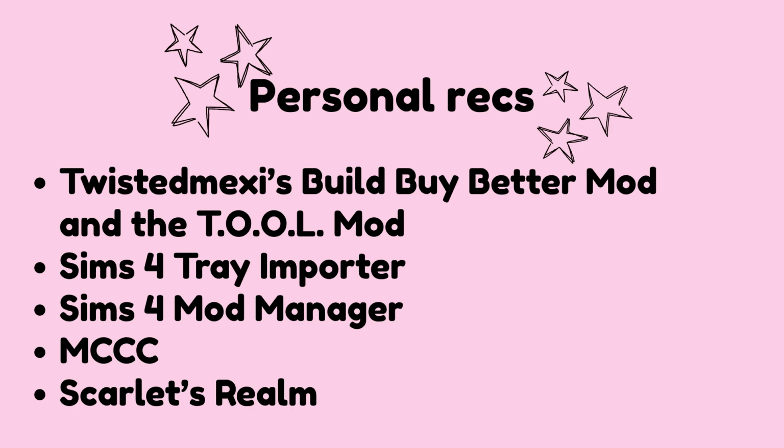The Tool Mod allows you to move things whatever way you want, rotate them, put them up, down, resize them, rotate them 180, 45 degrees, move them off lot. It allows you to do anything with an item. And then Build Buy Better is also good because it allows you to hide Maxis and only show custom content in your Build Buy catalog, or the reverse, only EA Maxis items, and then hide your custom content. So it's very good, and I recommend these.